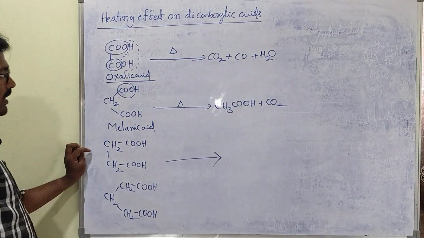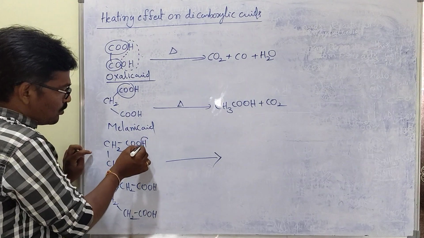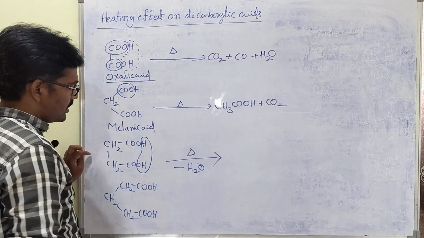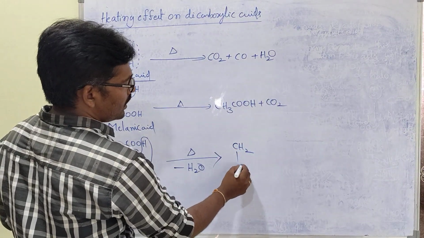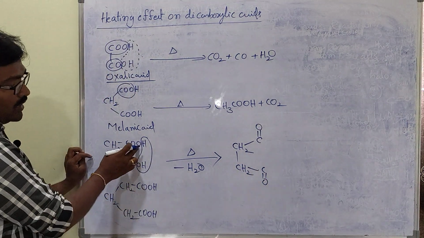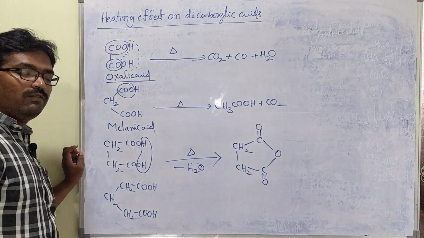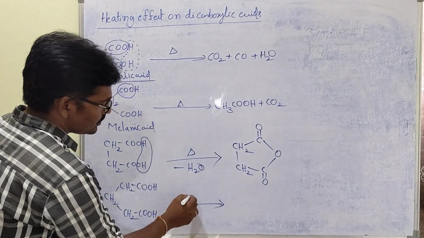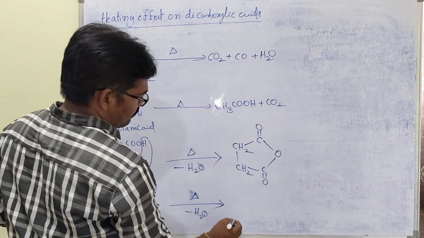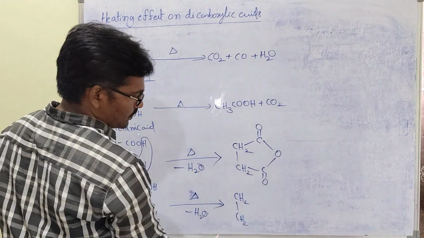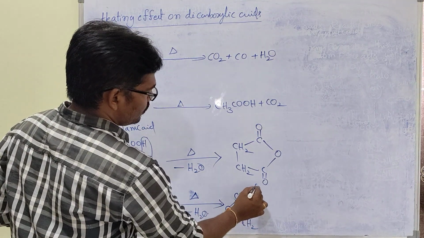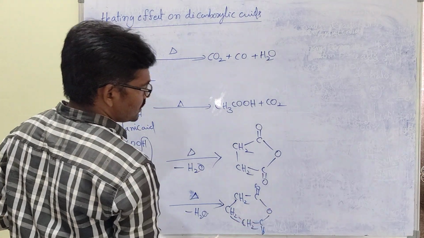Sir, if you take succinic acid, then anhydride will be formed. Only H2O will escape from it, so H2O will be lost on heating. CH2, CH2, then C=O, C=O, with oxygen in between, so a cyclic anhydride will be formed. Glutaric acid too: H2O will be lost on heating, and the cyclic anhydride will be formed.